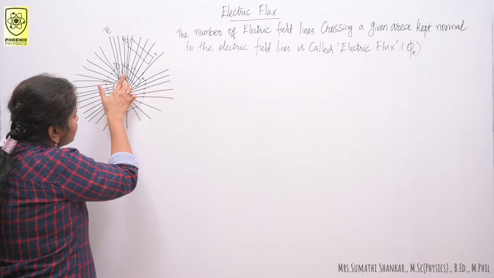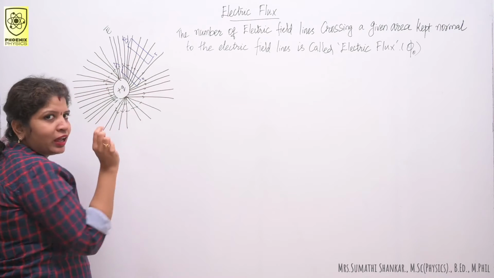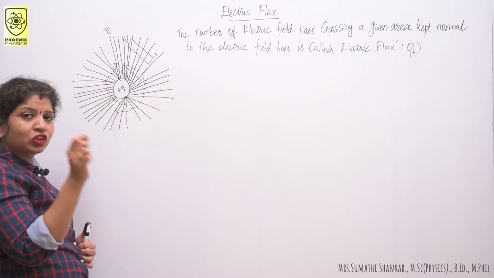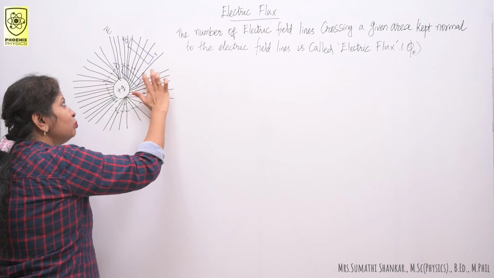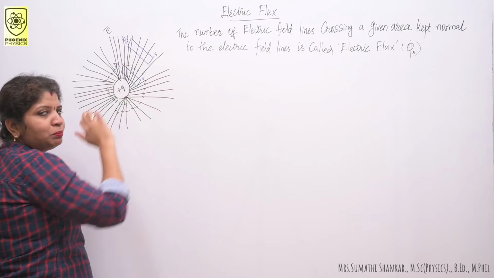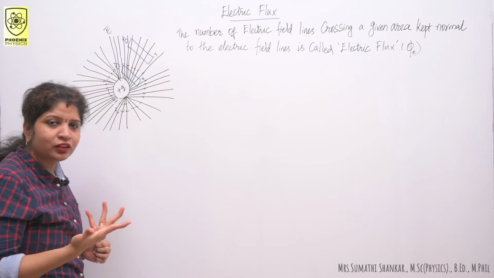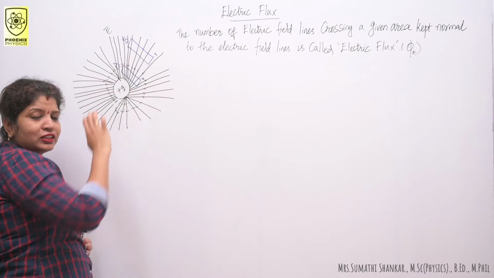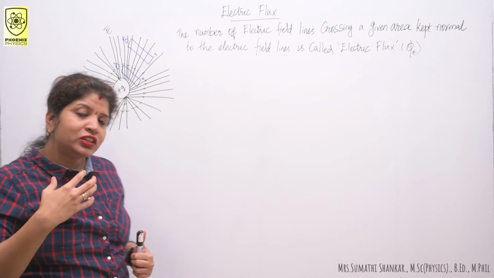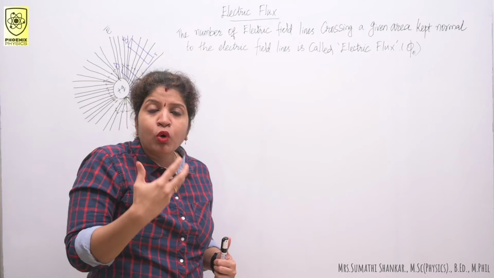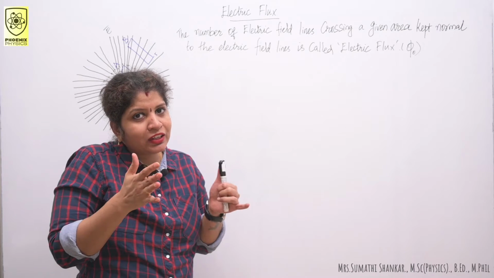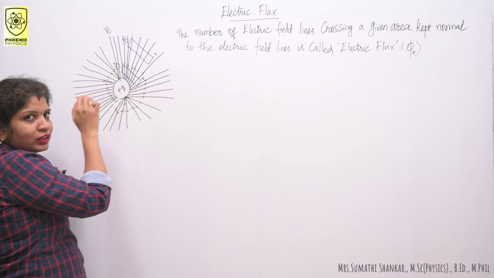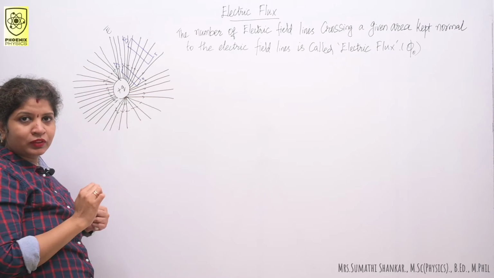Even though these elements have the same area, the number of lines crossing area A is more than that of region B. Why? Because E is strong near the charge, the density of the lines is more near the charge and the lines are closer. See, we have so many closed lines in the region A.